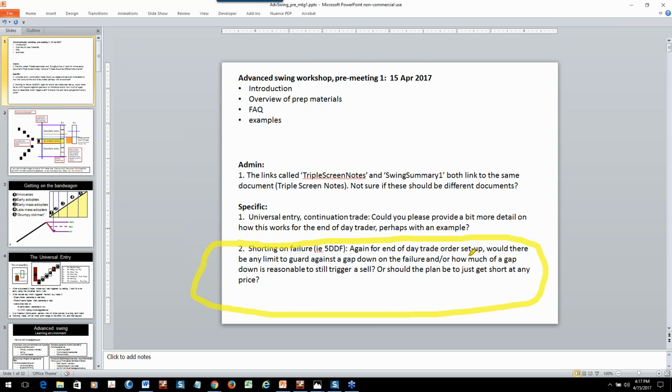Shorting on failure. Again, for an end-of-day trade order setup, would there be any limit to guard against a gap down on the failure, and or how much of a gap down is reasonable to still trigger a sell? Or should the plan be to just get short at any price? Here's the way I work through that question.